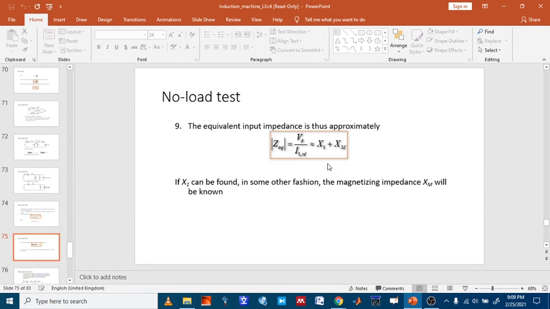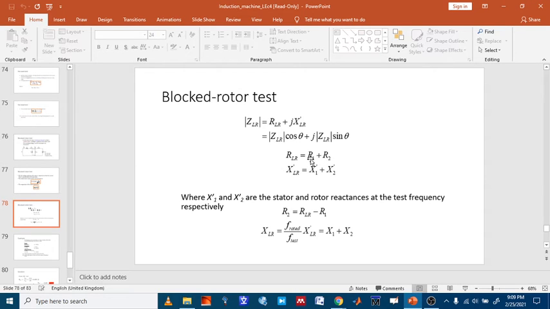So with this one, we are able to calculate R1. When we know RLR, we can calculate the rotor resistance, R2. And also X prime LR is equal to X1 prime plus X2 prime, where X1 prime and X2 prime are the stator and rotor reactances at the test frequency. So R2 is RLR minus R1, just making R2 the subject from here.